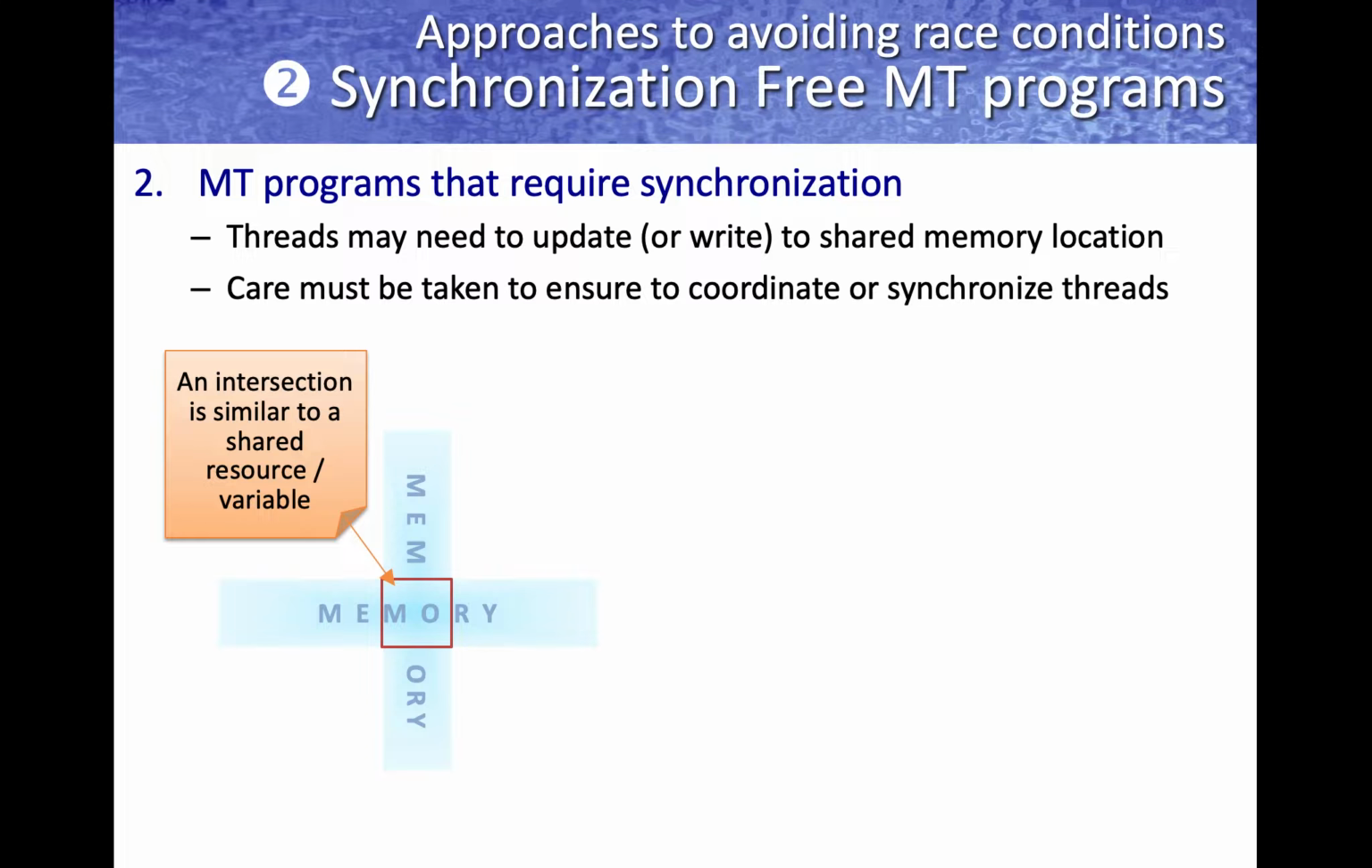On the other hand, many multi-threaded programs will require some form of synchronization. Here, when threads need to update or write to shared memory locations, care must be taken to coordinate the different threads, and coordinating the different threads is called synchronization. For example, consider an intersection, which is similar to a shared resource or a variable. Here, synchronization is synonymous with using traffic lights, so that when threads need to go through the intersection, they wait for the traffic lights, and then when the light changes, the other thread goes through.